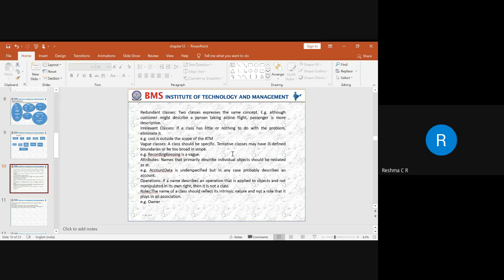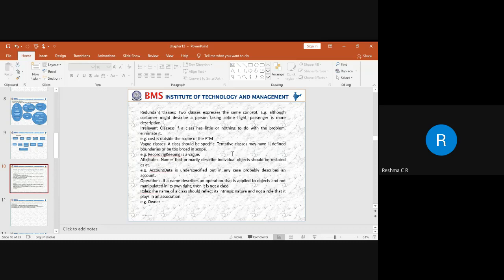When it comes to vague classes, a vague class can be too broad. When your domain becomes too broad, the system becomes complex. We need to narrow down the scope of the system. So whichever class names are too vague or too broad in scope, those types of names have to be eliminated.